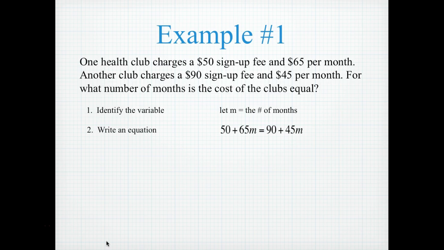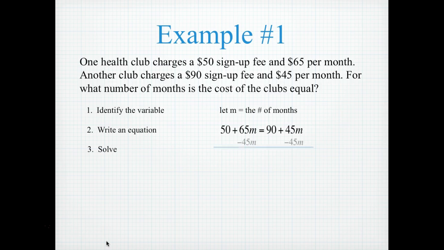So in this case, $50 plus 65 times M is equal to $90 plus 45 times M. 50 and 90 represent the sign-up fees, which is a constant value. 65 and 45 represent the coefficient of the variable, because that's how much we're paying per month. We're going to multiply 65 and 45 by the number of months for their respective clubs.